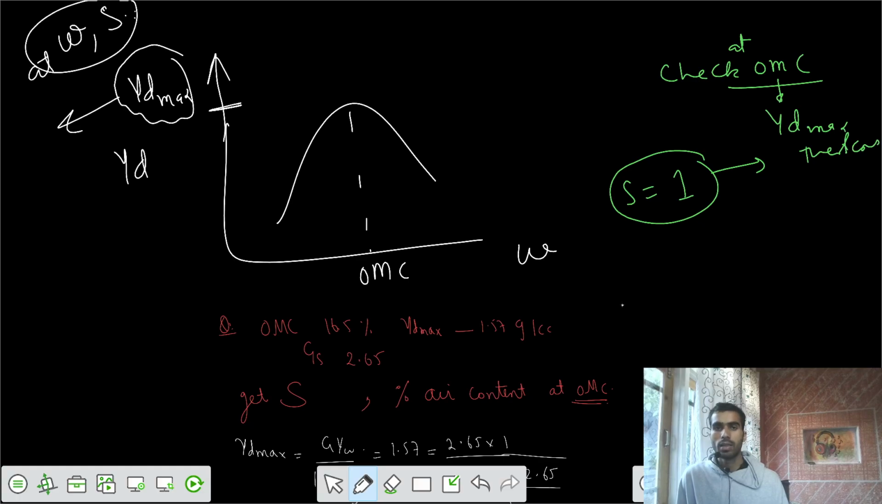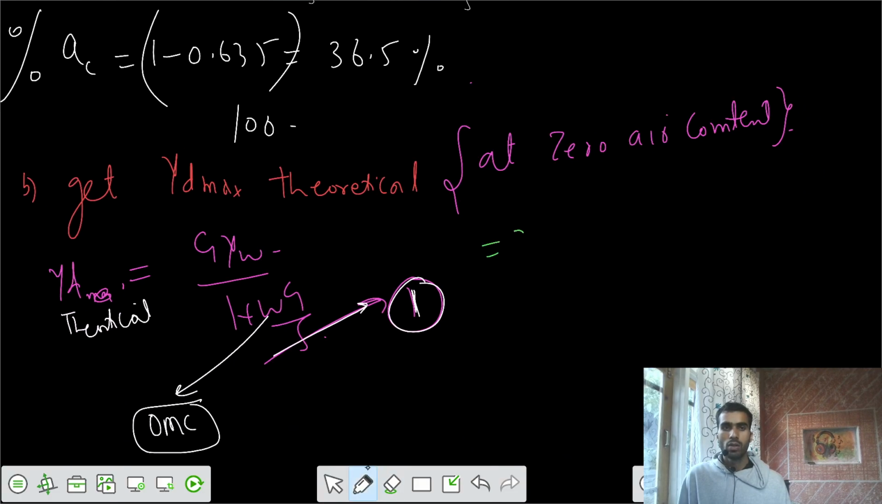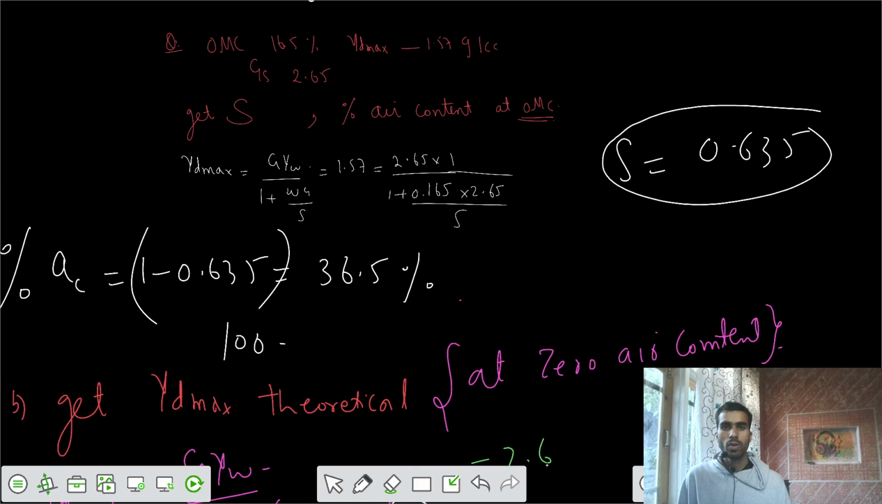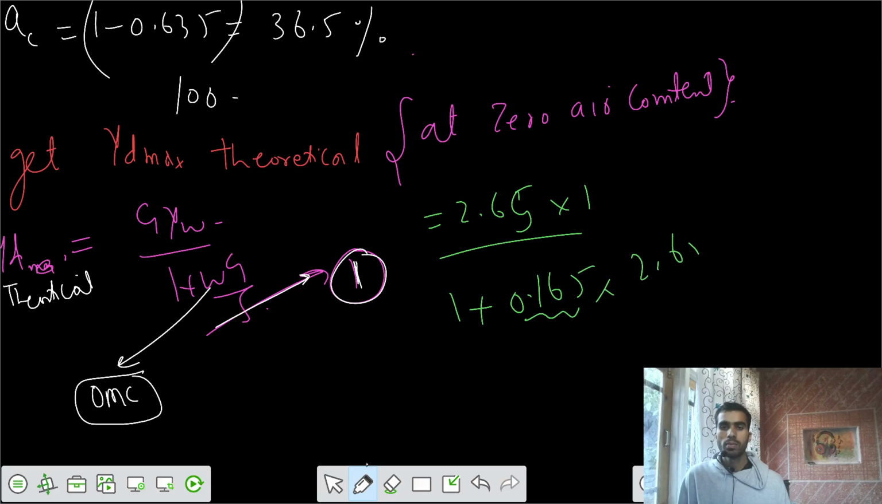Let's say the value is somewhere here, gamma D max theoretical. So this part we need to calculate now, at the same point, such that the water content is the same as that of the optimum moisture content. So that's your gamma D max theoretical. Let's substitute the values. G was 2.65, into 1 divided by 1 plus WG. Your value of W is the optimum moisture content. This is your gamma D max.